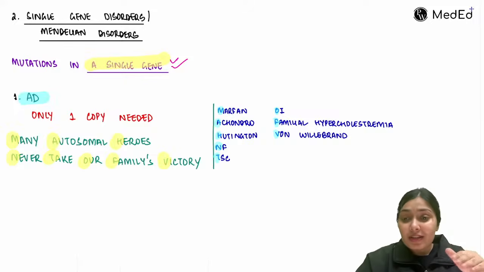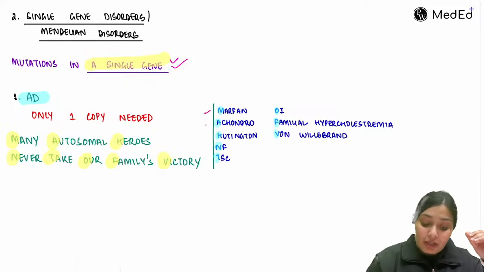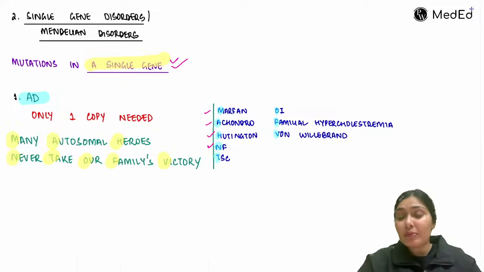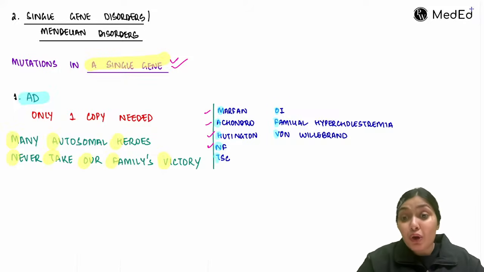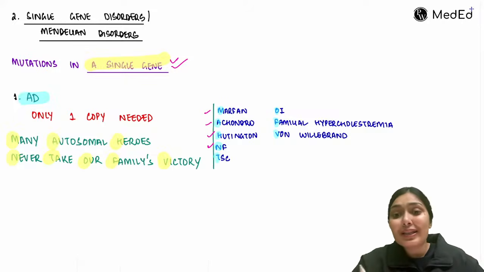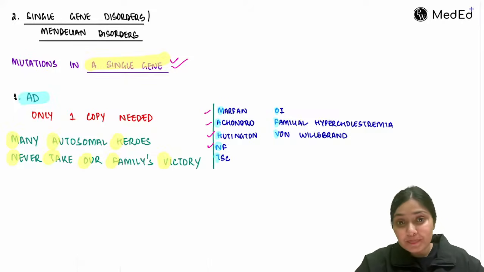And what is the mnemonic? This is the mnemonic. M stands for Marfan's, A is for achondroplasia, H is for Huntington's chorea, N is for neurofibromatosis, T is for tuberous sclerosis, O is for osteogenesis imperfecta, F for familial hypercholesterolemia, and V for von Willebrand disease. So I hope this mnemonic helps you to remember these most commonly asked genetic disorders. So we are done with autosomal dominant pattern and we understand only one single gene would be needed over here.